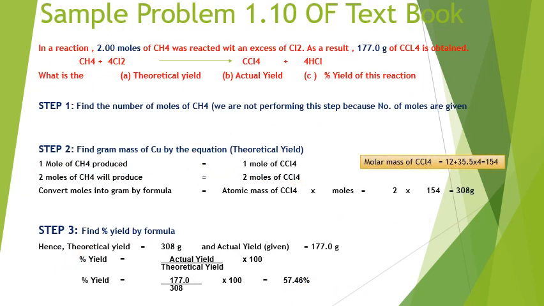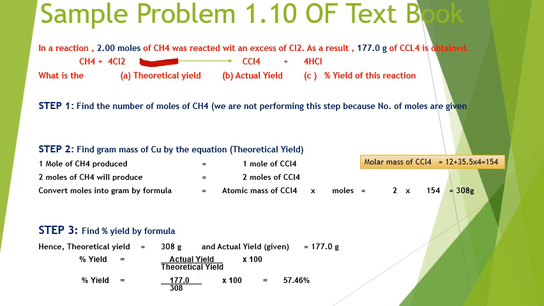Another sample problem is given here, that is 1.10 of the textbook. Here the reaction is 2 moles of CH4 was reacted with an excess of Cl2. Can you find which one is the limiting reactant? Yes, it is 2 moles of CH4 while Cl2 is in excess. It says 177.0 grams of CCl4 is obtained. CCl4 is carbon tetrachloride. Here take a look at the reaction.